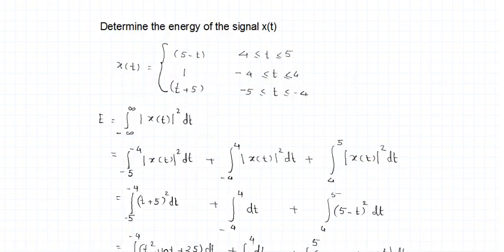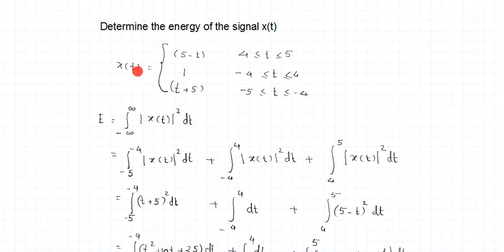Now let us try to discuss another problem. Again, the problem here specifies us to calculate the energy of the signal x(t). So it's a CT signal now. So we need to find or determine the energy of the signal. The problem clearly specifies only to find the energy of the signal.